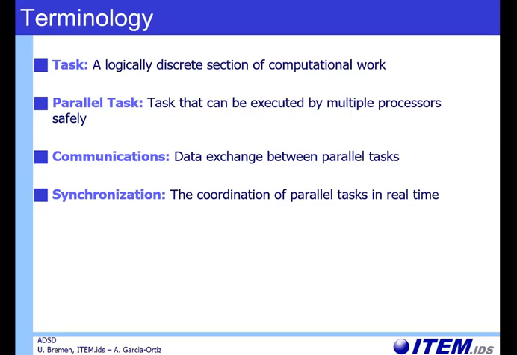First, what is a task? A task is just a logical discrete section of computation work. So let's say a piece of work that we can do. Then we have a parallel task. This is a task that can be executed in parallel in different processors. Then we have two problems. First is communication. From time to time, to do the job, the tasks have to exchange some data. And they will need some time for that. And second, synchronization. If we have N processors working in parallel, they have to get coordinated. Now you do this, now you do that. And because of that, you need some resources. So parallelism cannot always just reduce the execution time of our system in a linear way.